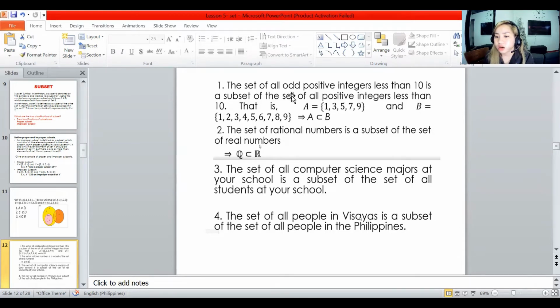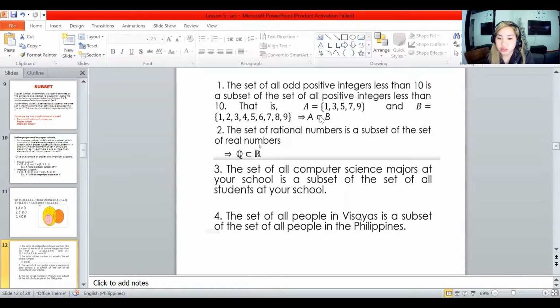And for the set B, we have all positive integers less than 10. Lahat naman daw po ng positive integers less than 10. So, whole number po siya na positive, less than 10. Again, hindi kasama si 10 kasi sabi dyan less than 10. So, we have 1, 2, 3, 4, 5, 6, 7, 8, 9. Hindi po kasama si 0 or your negative numbers kasi ang sabi natin is all positive integers po. So, yung answer dyan is A is a proper subset of B.